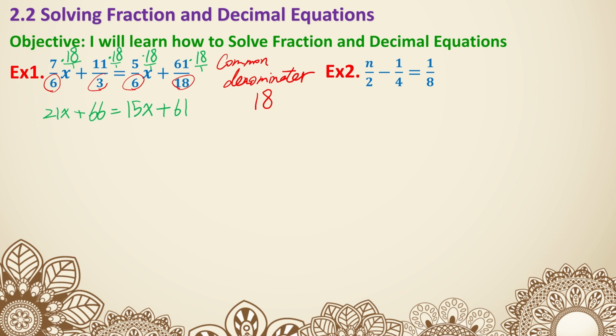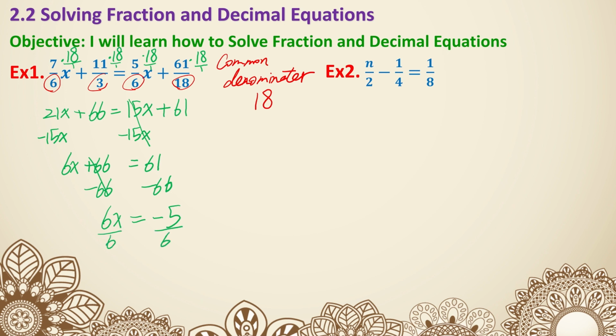Since we have variables on both sides, we're going to move the variables to one side. So I'm going to subtract 15x on both sides. We got 6x plus 66 equals 61. Then I can move the number over, subtracting 66 on both sides. The 66 cancels, so we got 6x equals negative 5. Divide both sides by 6, x equals negative 5 over 6. We keep our answers as fractions.